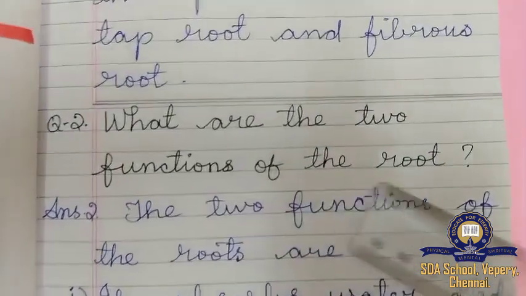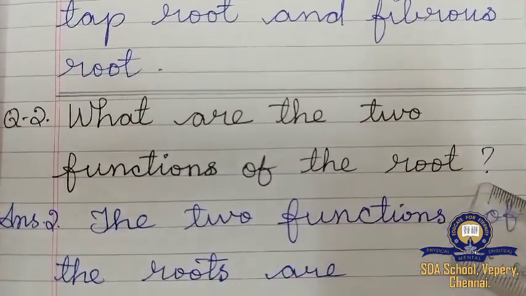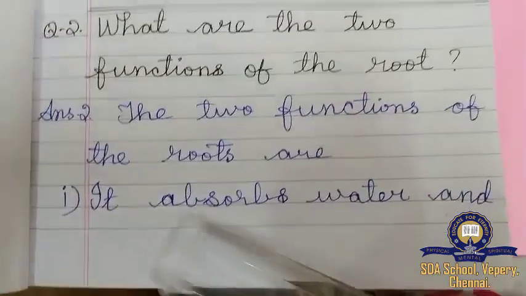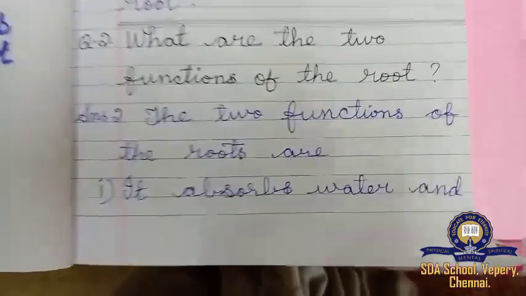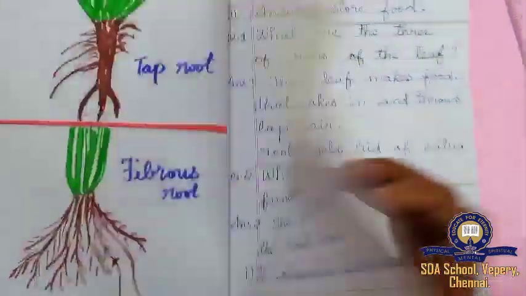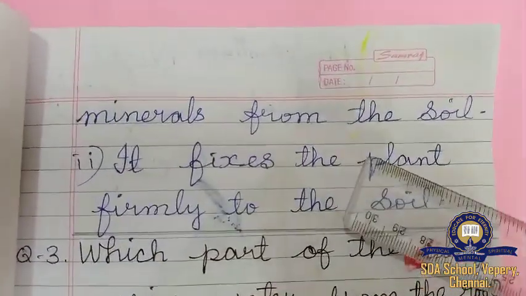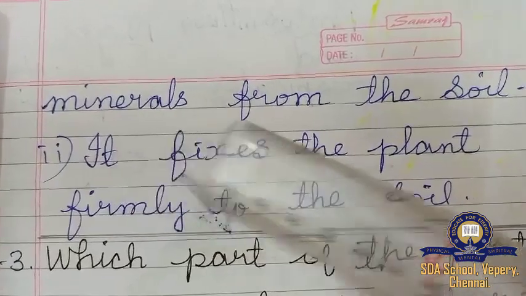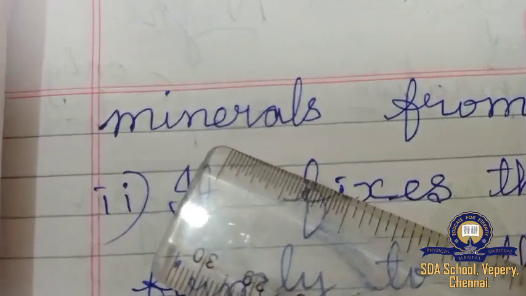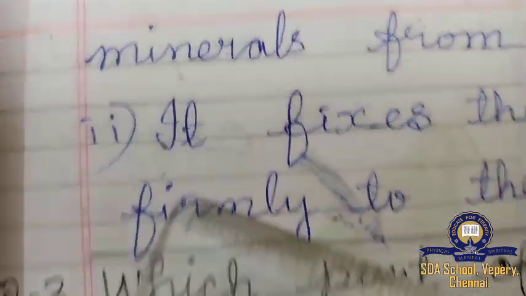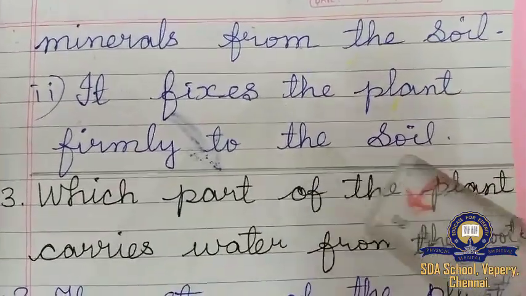Next question is, what are the two functions of the root? The two functions of the roots are, it absorbs water and minerals from the soil. Mineral spelling, M-I-N-E-R-A-L-S, minerals.